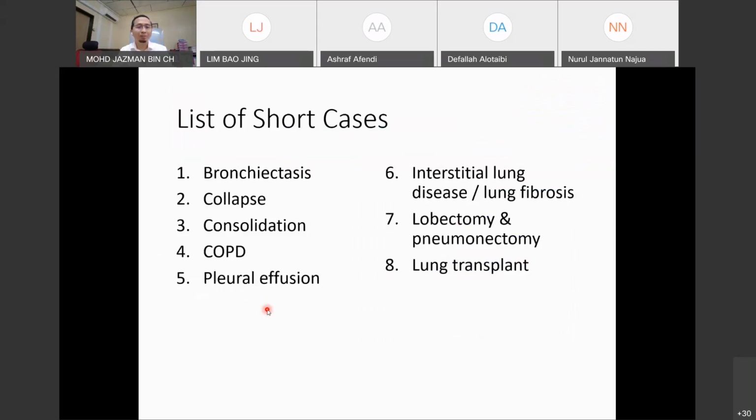So this is an example of short cases that you will encounter in exam. So you can see it in the slide. I will upload it to e-learning after this. Okay, so not much, about 8 diseases only.